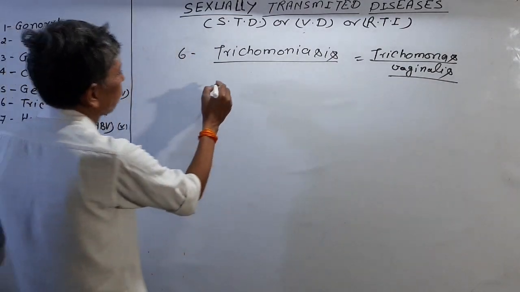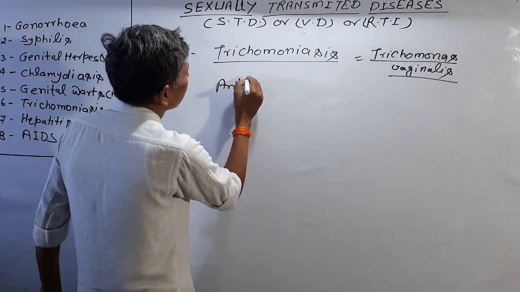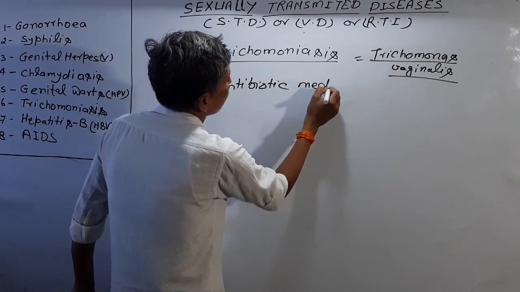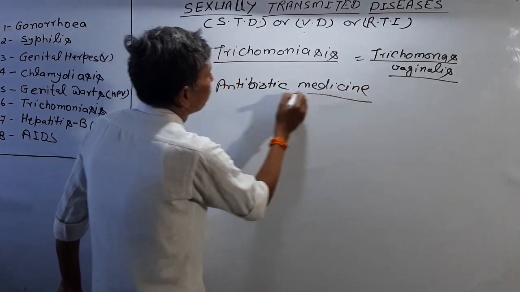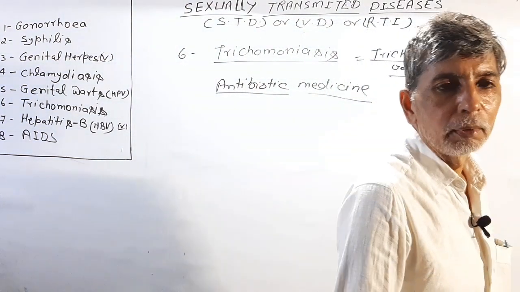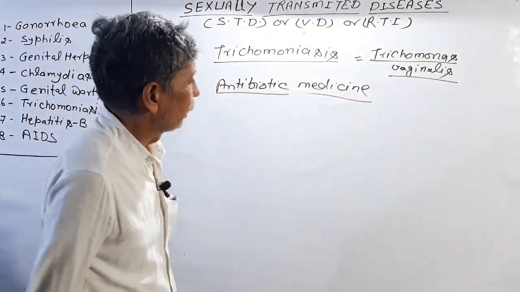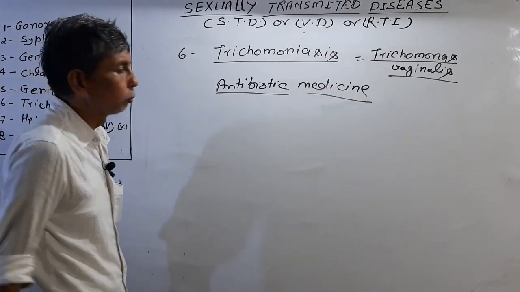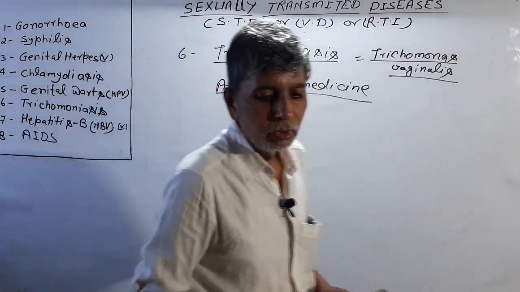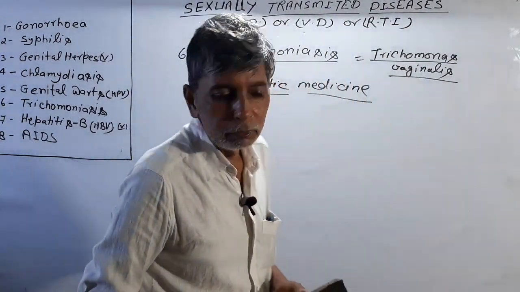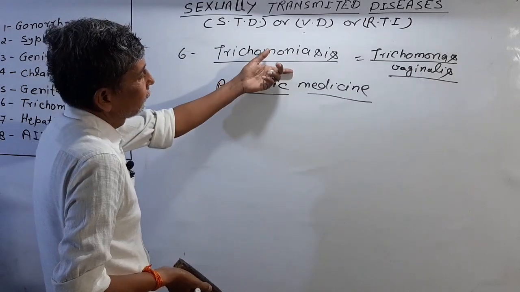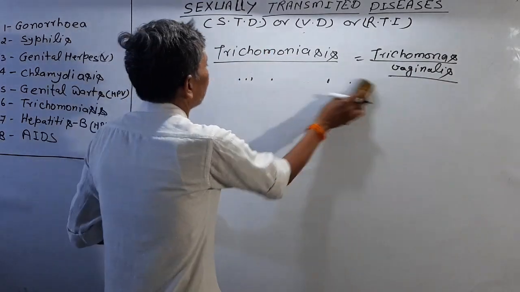So antibiotic medicine may cure it. Antibiotic medicine is effective according to the supervision of a doctor; you have to take the antibiotic medicine according to the advice of the doctor. So Trichomonas vaginalis is an effective infectious organism that causes the disease called trichomoniasis.